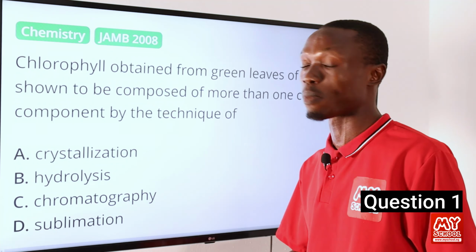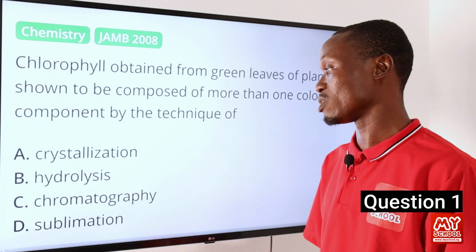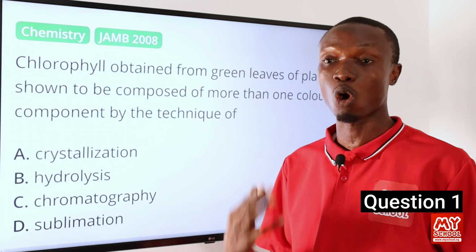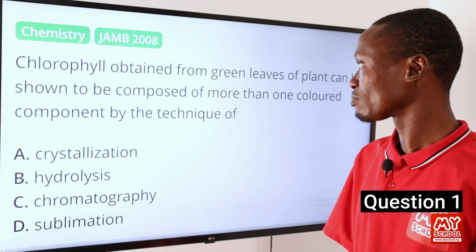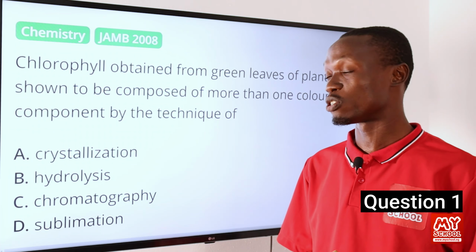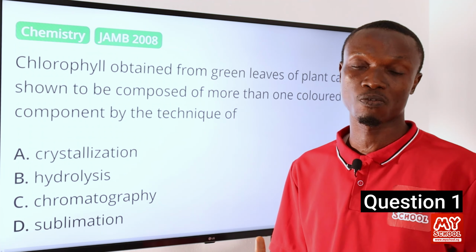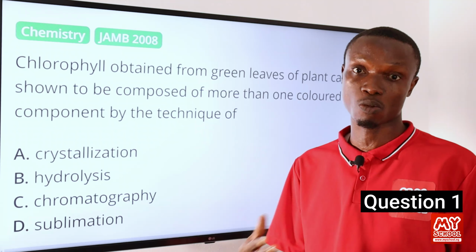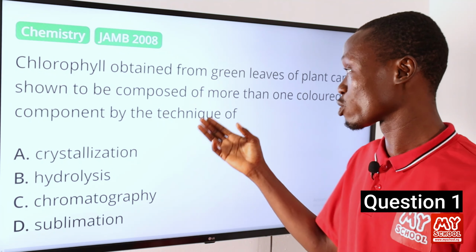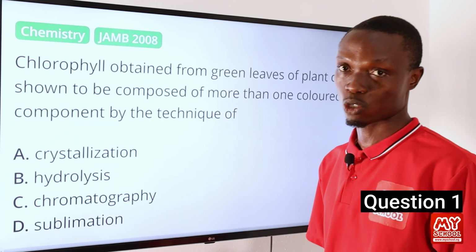Then we have C, chromatography. So chromatography is a method used to separate colored components. And D, we have sublimation. So sublimation is used to separate a mixture that contains a substance that can easily sublime. So the answer to this question is chromatography.